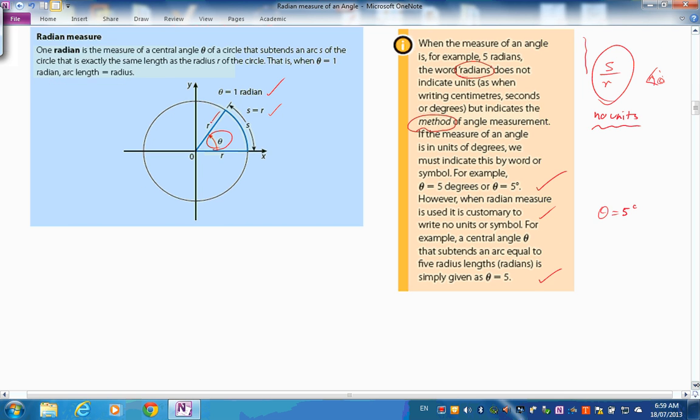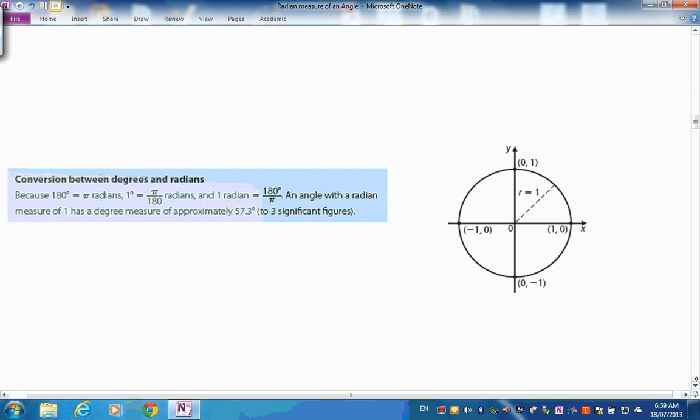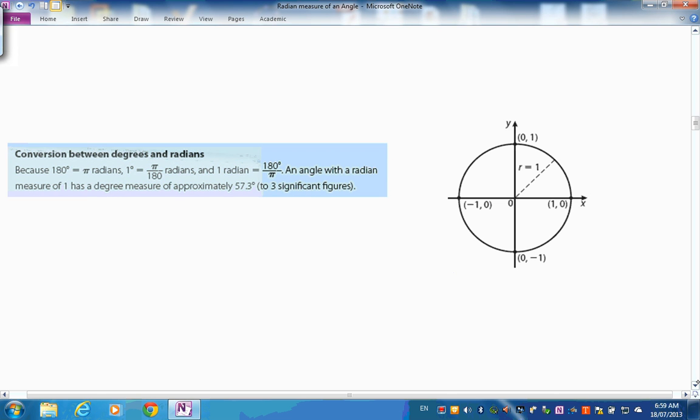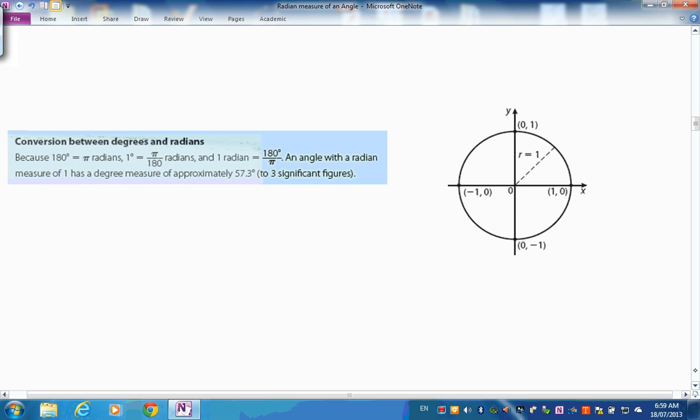Let's develop this a little bit and see what we can do with it. Now, usually when we define things, we have a standard, don't we? And so one of the standards in this sort of work is what's called the unit circle. The unit circle is, as it suggests, a circle of 1 unit radius.